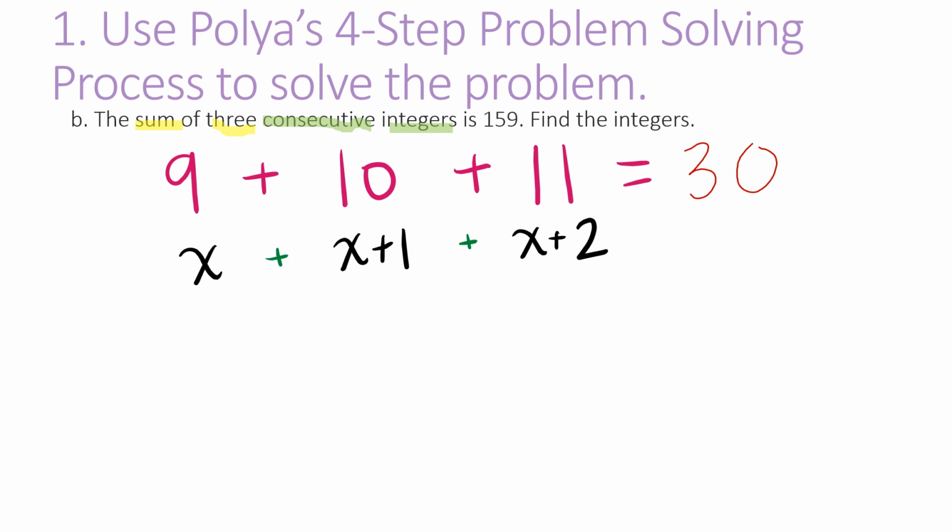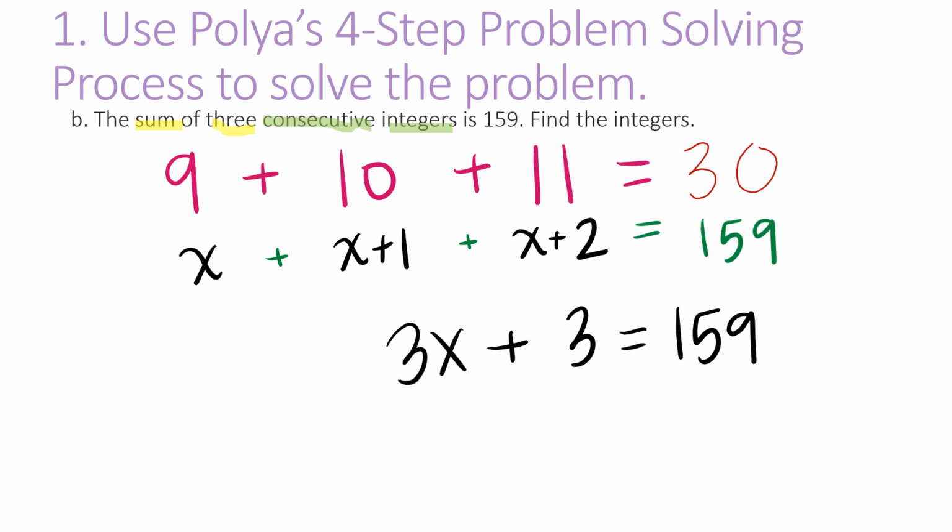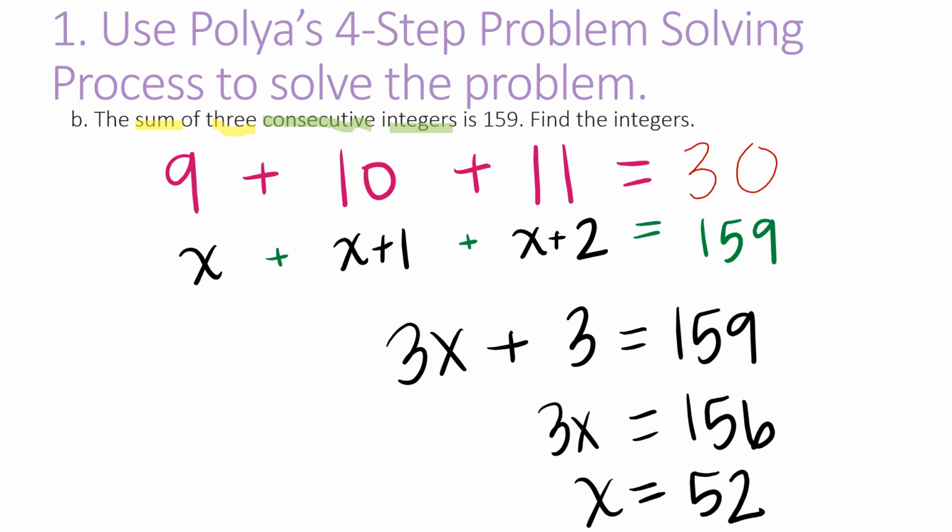All right, so I'm going to add these together, and I'm going to set them equal to 159. Now I'm going to just combine my like terms. x plus x plus x is 3x. 1 plus 2 is 3. Now I'm going to try to solve for x, so I'm going to subtract 3 from both sides. That's going to give me 156 on the right. Then I'm going to divide by 3 to get x by itself, which gives me 52.